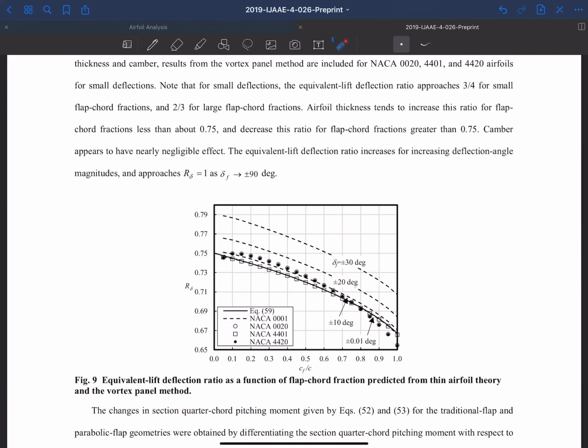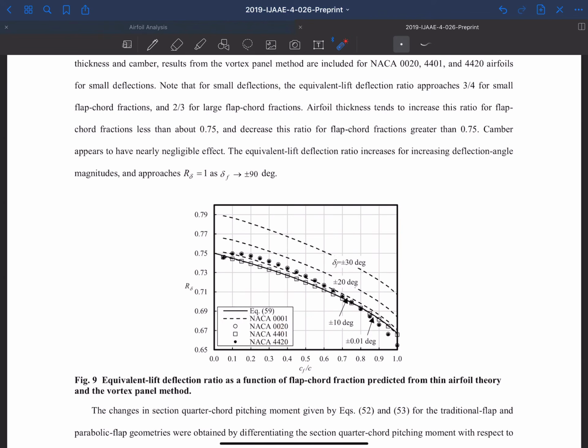And so you can see over most of the region here, if we look at this equation 59, this is our analytic solution from thin airfoil theory, you can see that it ranges from about 67% up to about 75% flap deflection depending on CF over C. So that means that we're usually between about 70 to 75% flap deflection of the traditional flap. So that's 25 to 30% less deflection than the traditional flap. And we also looked at vortex panel solutions for small deflections using the vortex panel method.